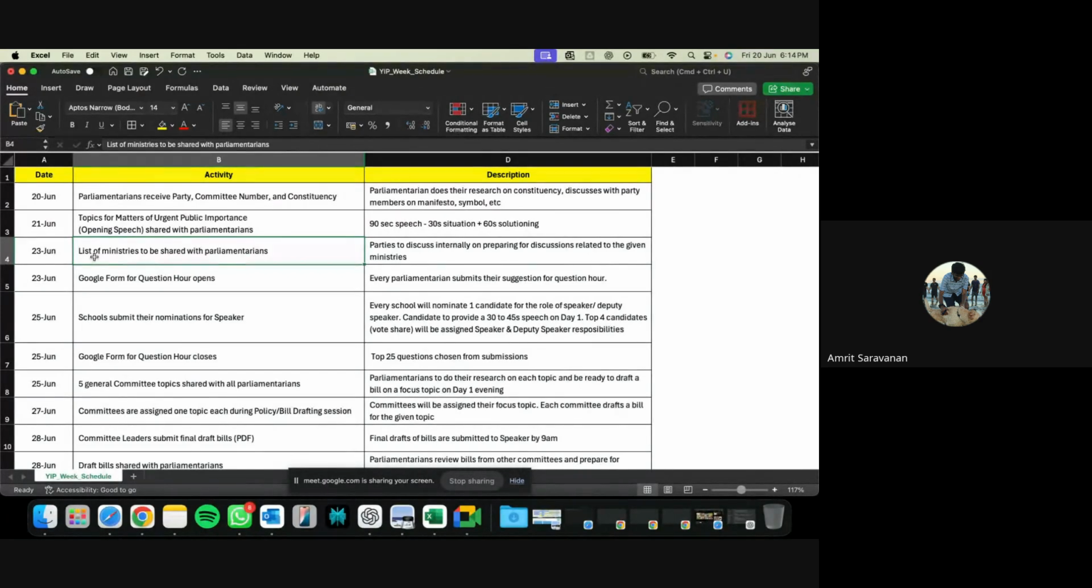So the ministries would be announced, so you can start discussing within your party which ministry you would like to prepare about, which minister you would like to be in case your party is the ruling party, and what questions you would like to ask in case you become the opposition party, and all of that. So this again would be tied into your party manifesto and ideology.